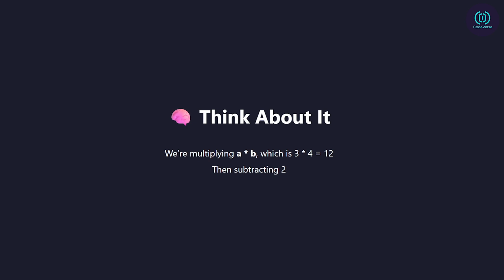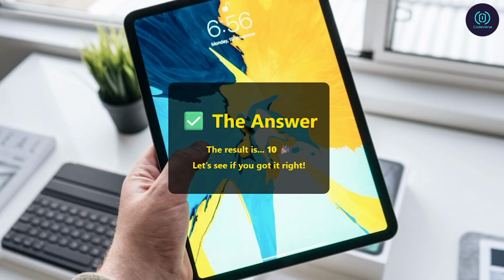Let's break it down. We're multiplying a by b, which is 3 multiplied by 4, equal to 12. Then subtracting 2. So the final result is 10. Let's see if you got it right.